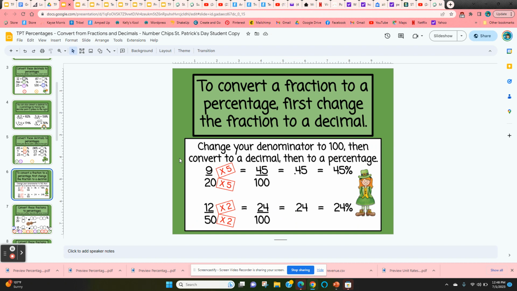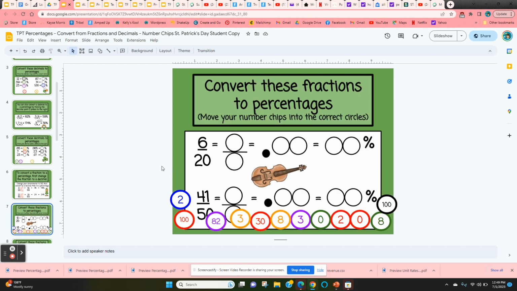Now to change a fraction to a percent, they want to change their fraction to an equivalent fraction with 100 in the denominator. So that's the first method. So to do this one, 9/20ths, we just multiply the numerator and denominator by 5. That gives us 45 hundredths, which is 0.45 as a decimal, 45%. So the next few slides, students are going to be doing that. They're going to be converting to equivalent fractions with 100 in the denominator, then change it to a decimal, then to a percent.